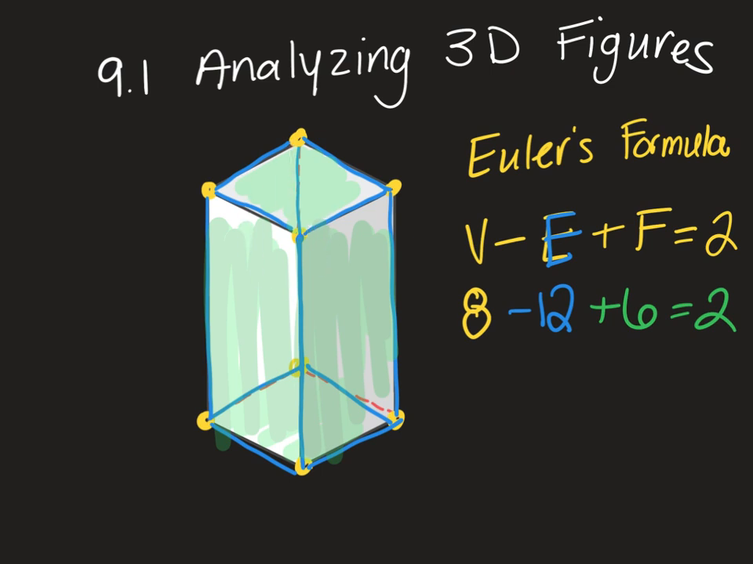So we have one on the top, one on the bottom, and then one, and then this front one is 2, 3, and then this back one is 4. So that makes a total of 6. So 8 minus 12 plus 6 is going to be equal to 2. So you just need to be able to plug the numbers into the formula, make sure it equals 2.